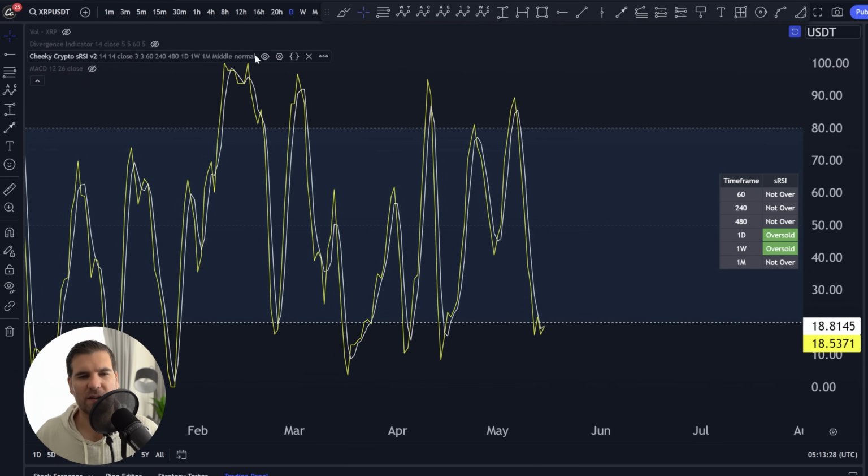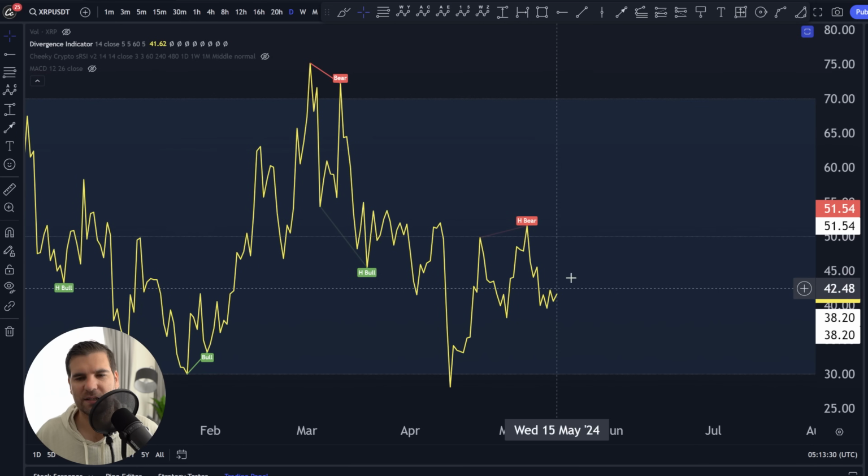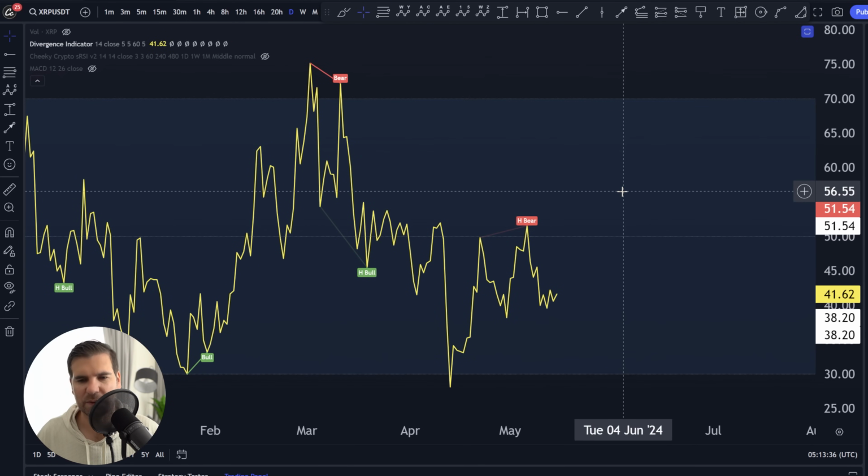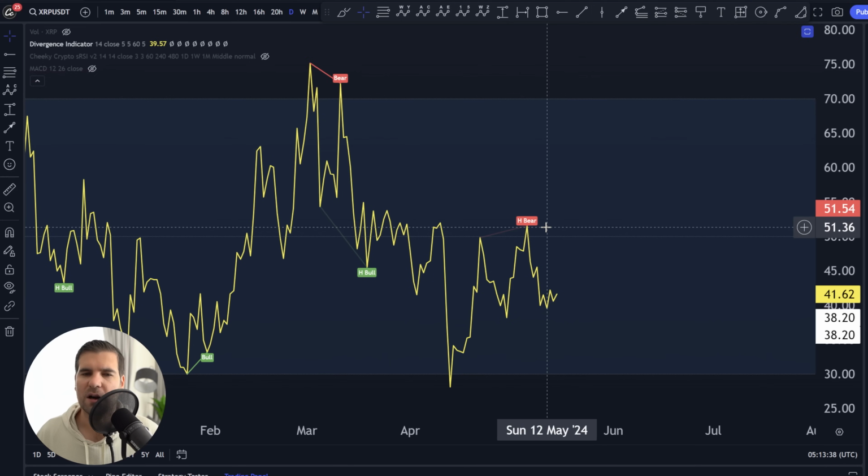As we bring in our divergence indicator here, we can see whether or not we've got any major price divergences versus the relative strength index. The yellow lines are the relative strength index, and the flags are either bullish, hidden bullish, bearish, or hidden bearish divergences being flagged up here.